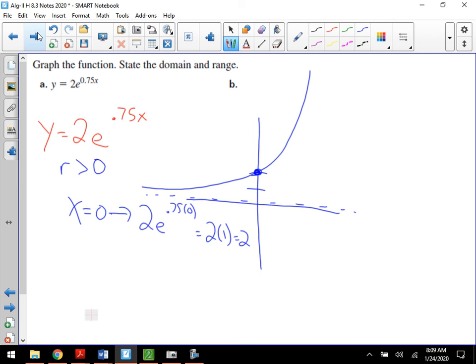2. Okay. Since I know that there's no h and there's no k here, I know that my horizontal asymptote is still at 0. It hasn't moved. And that's really all I can draw.